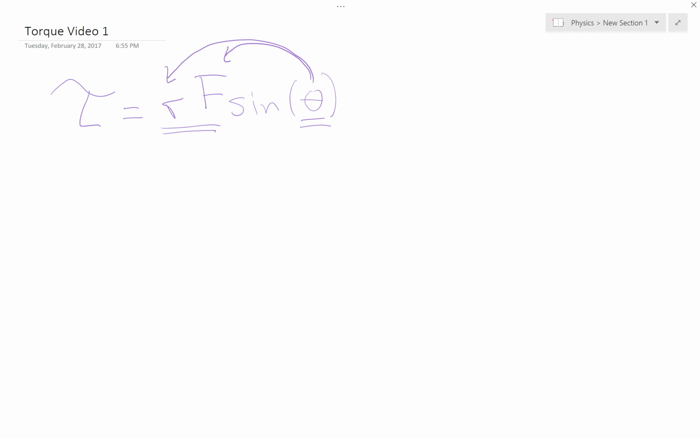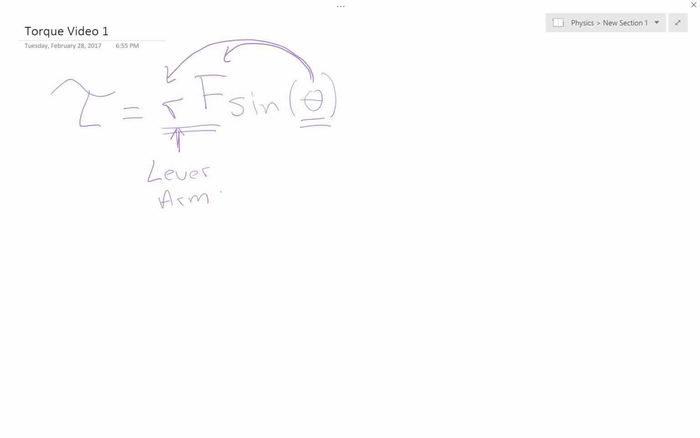Again, this R quantity here is called our lever arm, and if we remember from yesterday, that's the distance between the axis of rotation and where the force is going to be applied. We also defined something called the line of action yesterday. Look back at your notes, but it's just a line that goes through the force.